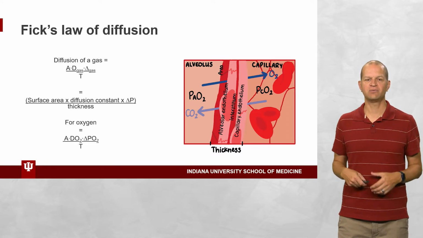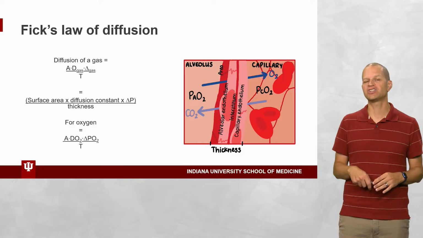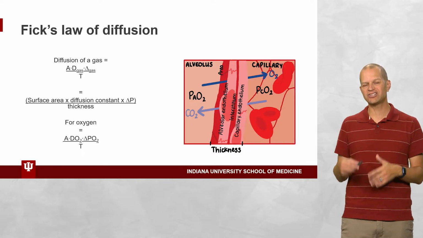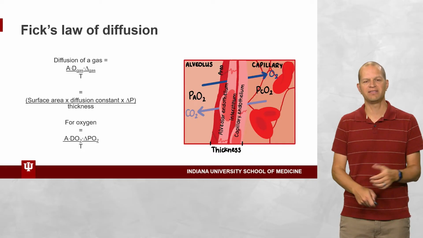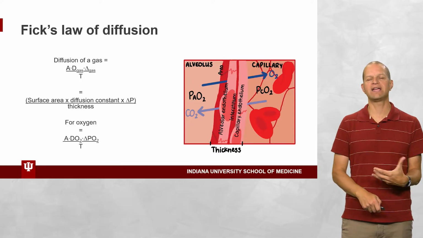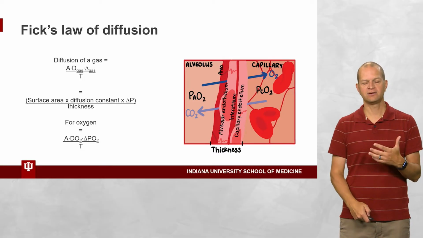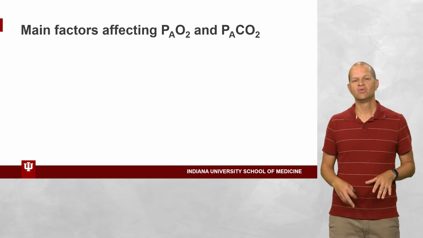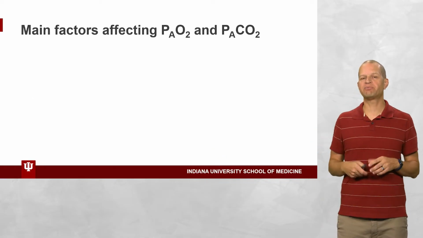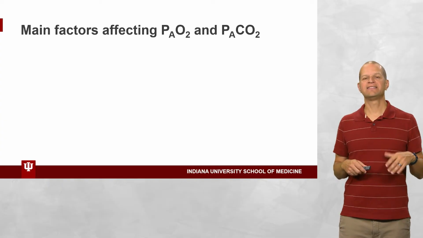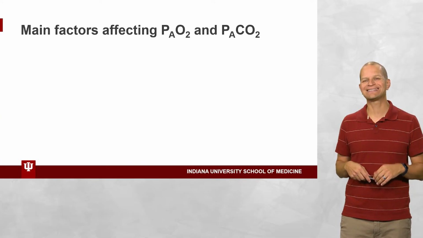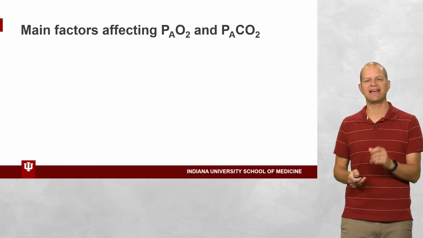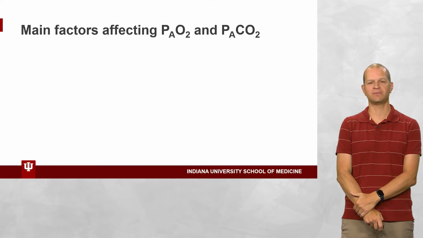So for oxygen, we look at surface area times the diffusion constant of oxygen times the pressure gradient of oxygen divided by the thickness. And that will give us the rate at which oxygen will diffuse. You can do the same thing for carbon dioxide or any other gas. So when it comes down to it, there are 3 primary factors that affect the amount of oxygen and carbon dioxide in your alveoli. See that big A there, that big subscript A.